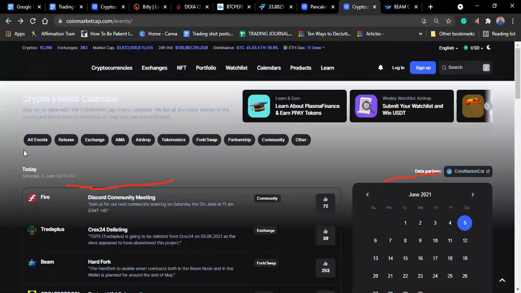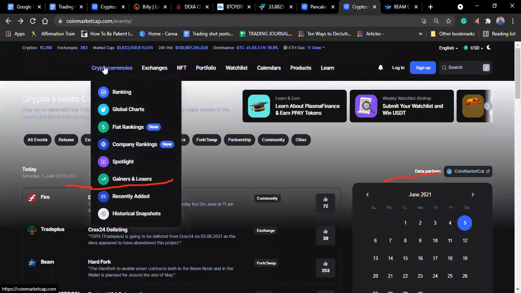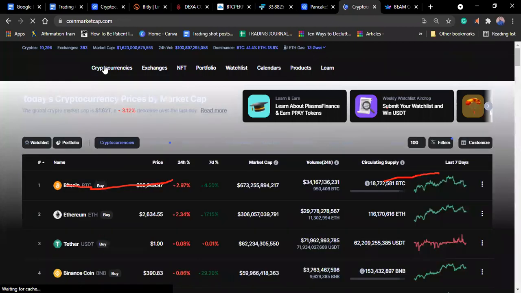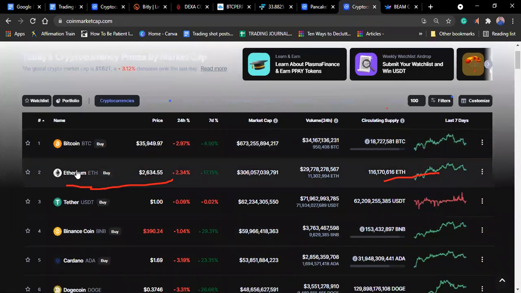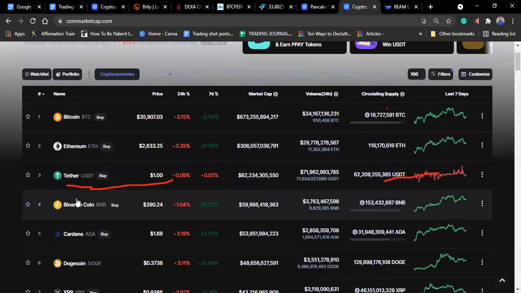Then you go to cryptocurrencies. Now, Bitcoin is very popular, Ethereum is popular. So you can decide that, okay, let me buy some Ethereum. Why do I want to buy Ethereum? You now say, okay, let me look at the Ethereum chart.